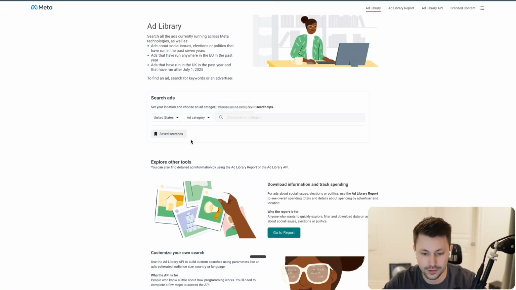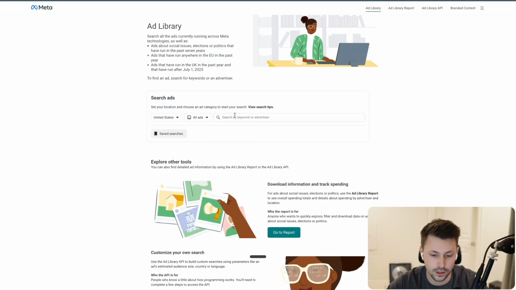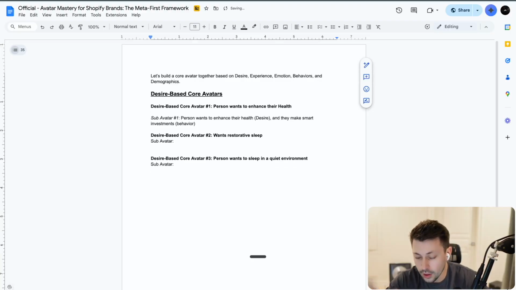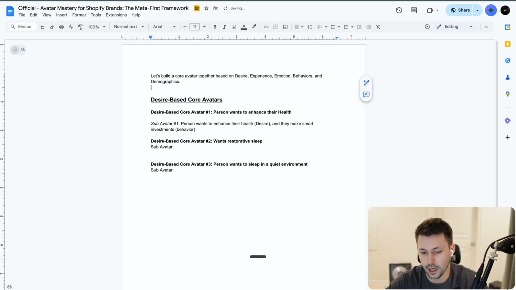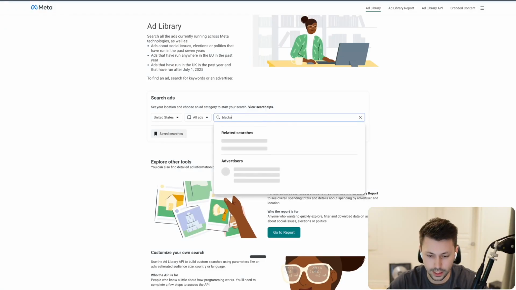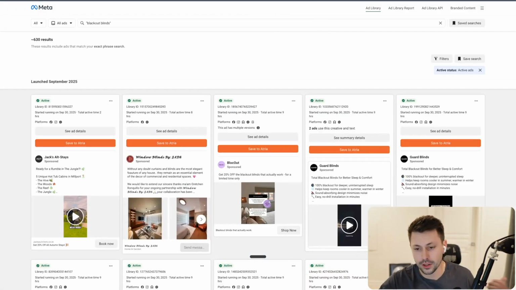Now, what we can also do is go and see what is going on in the market. The reason I mentioned this one, the person who wants peace and quiet, and why I like it, is because I know from seeing a lot of these ads that this is not really an angle that a lot of people are pushing. So we can take a look out here at blackout blinds. As much as I want to go into Atria, I know a lot of you guys can't afford that. And the point is I want to show you that you can do this anywhere.